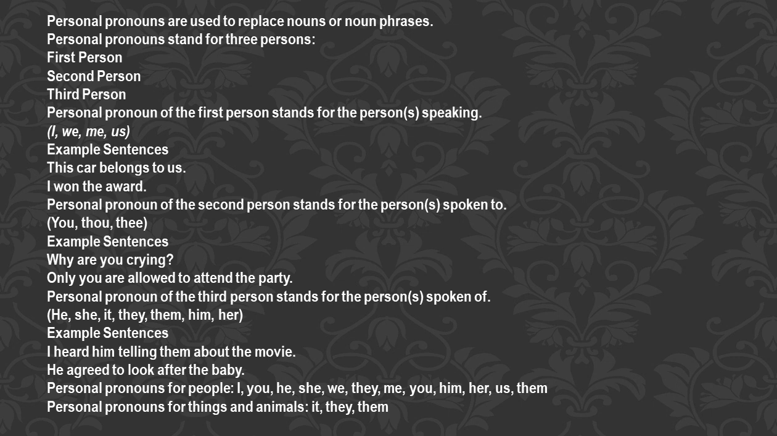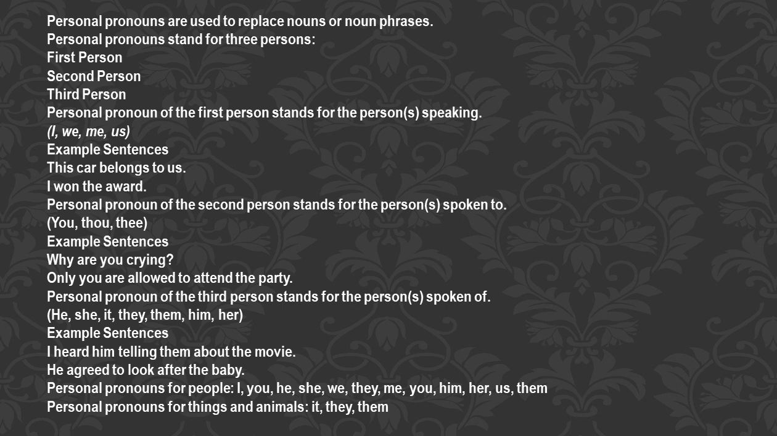Personal pronoun of the second person stands for the person spoken to. For example, why are you crying? Only you are allowed to attend the party. Personal pronoun of the third person stands for the person spoken of: he, she, it, they, them, him, her. Example, I heard him telling them about the movie. He agreed to look after the baby.